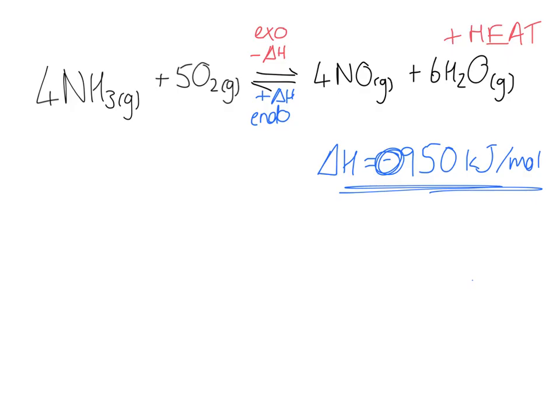And then what about a decrease in temperature? It favours the exothermic reaction, and so the equilibrium position moves to the right in this case, and that leads to an increased yield.